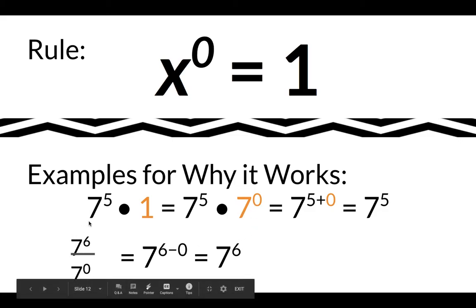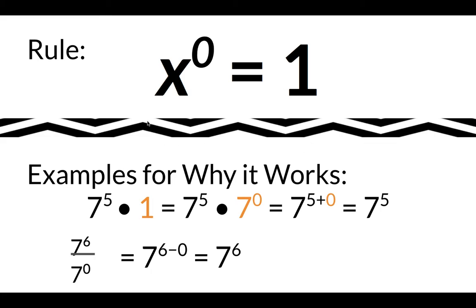Another way to show this is using the division. So that means we're going to subtract our exponents. If we had 7 to the 6th power over 7 to the 0 power, we're going to subtract our exponents. 6 minus 0 is 6. So that's telling us it works that any number to the 0 power has to be 1.